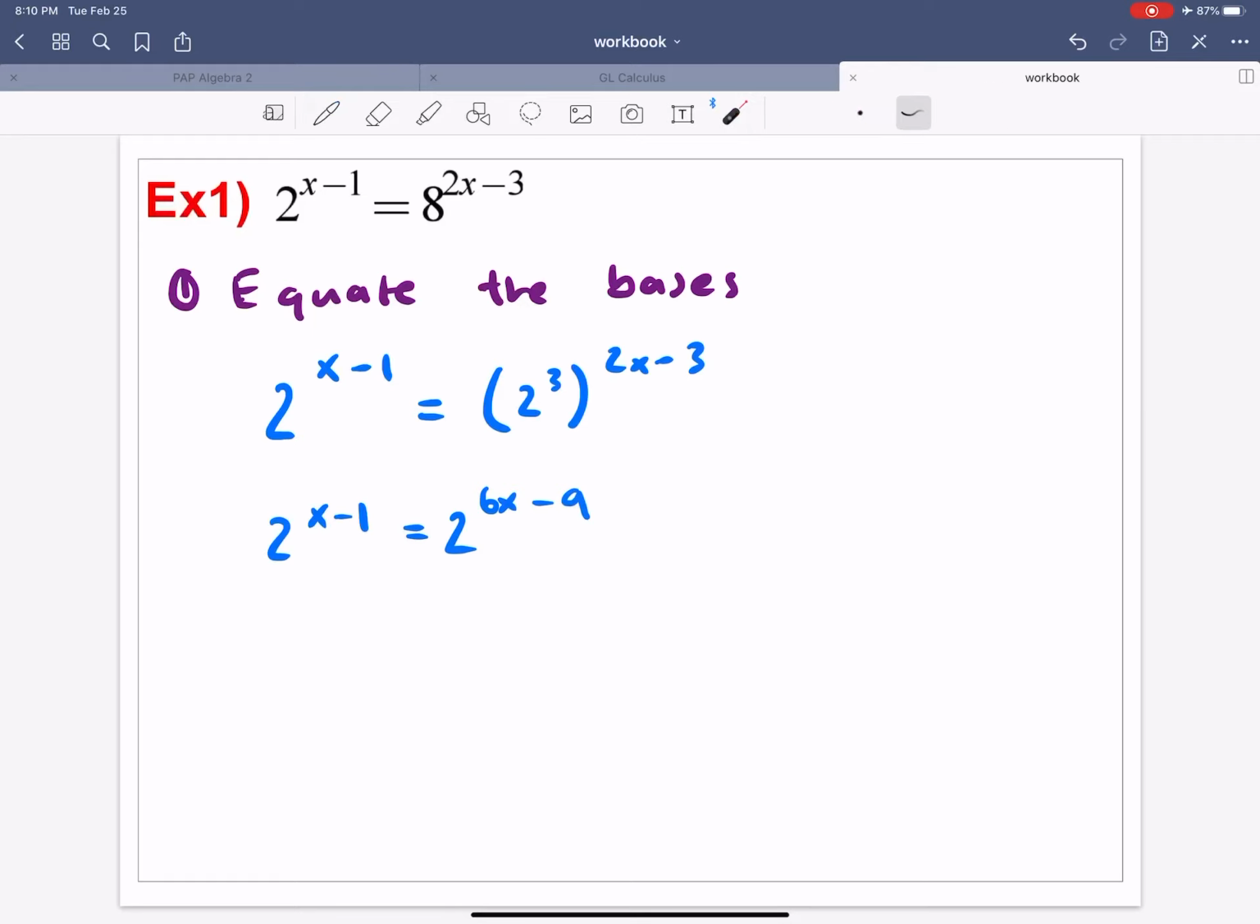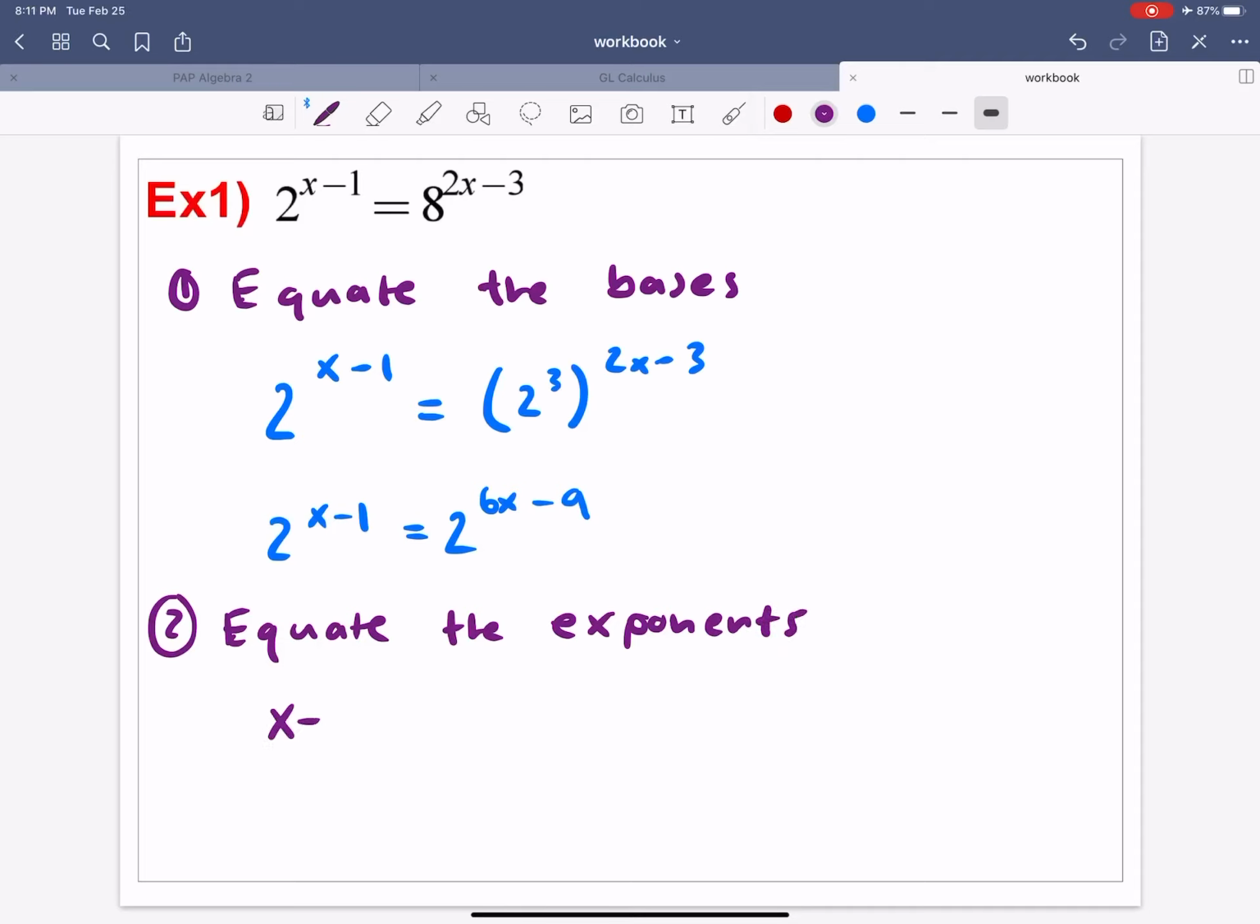Notice what we've effectively done here is we've equated the bases, and now the next step, step number 2, is to equate the exponents. Now that we've got the bases the same, we are going to set the exponents equal to each other. So drop the base. We simply have x minus 1 equals 6x minus 9. This is just a super simple equation that we're going to solve. So subtract the 1x on one side, add 9 to the other. We get 8 equals 5x. Divide both sides by 5, and we get x equals 8/5 as our final answer.